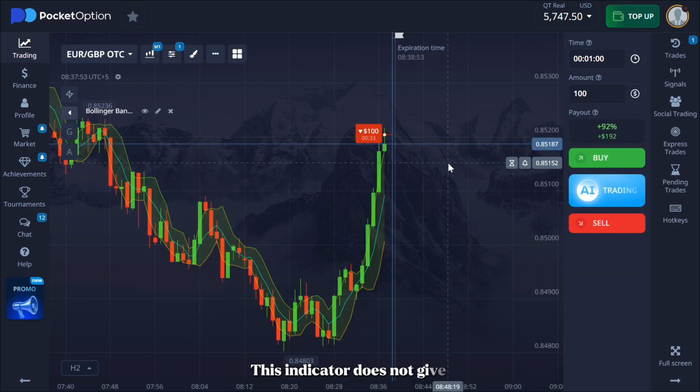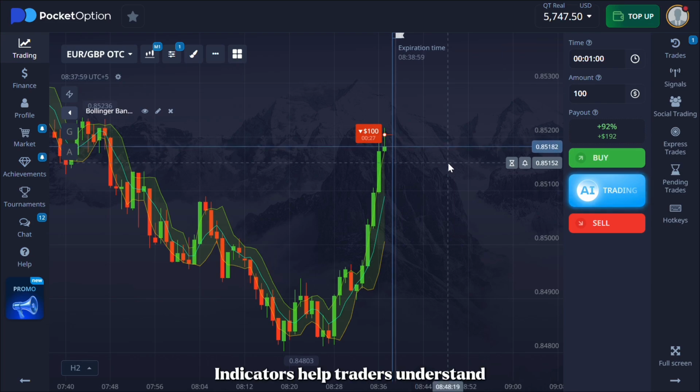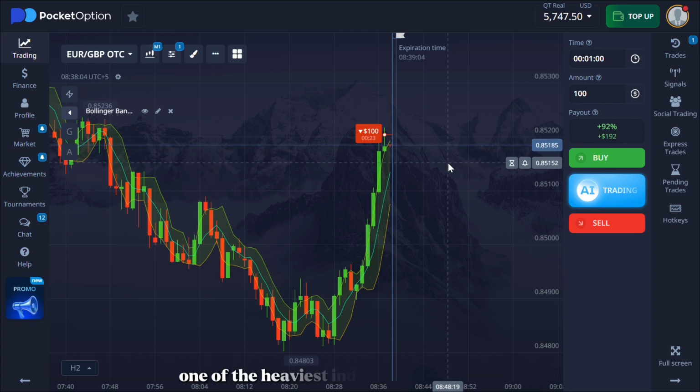This indicator does not give you a 100% guarantee, but it definitely gives a strong market idea. Indicators help traders understand market direction, and Bollinger Band is considered one of the best indicators for beginners. If someone understands it properly, then trading becomes much clearer for them.